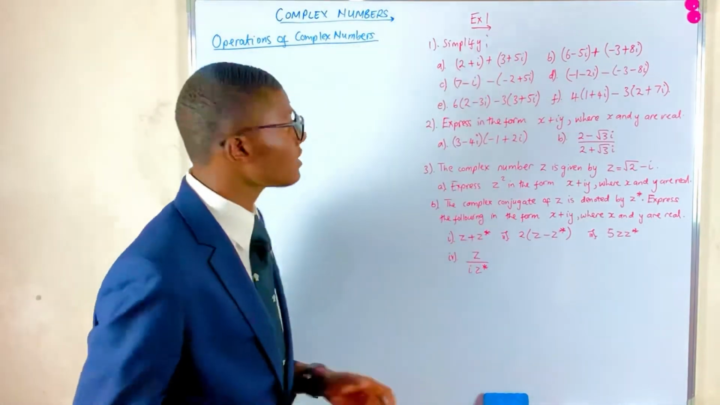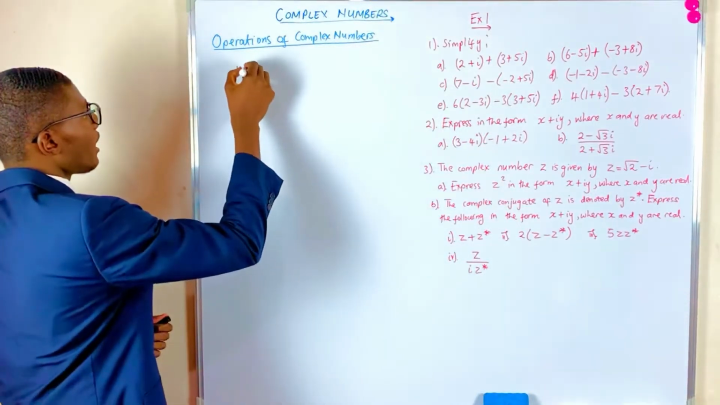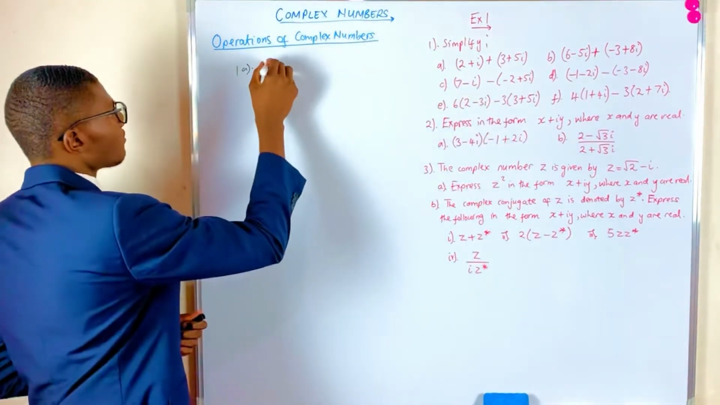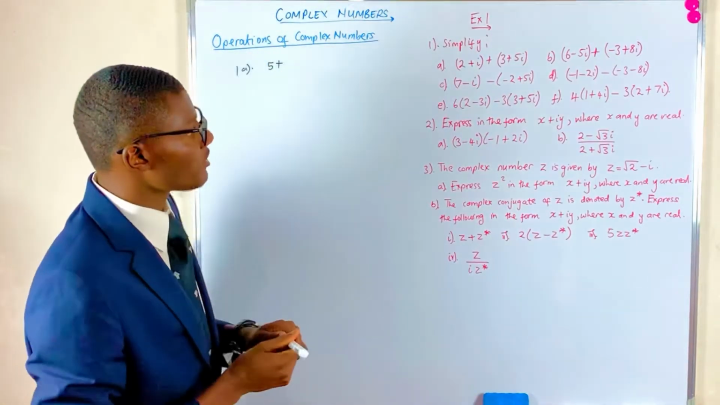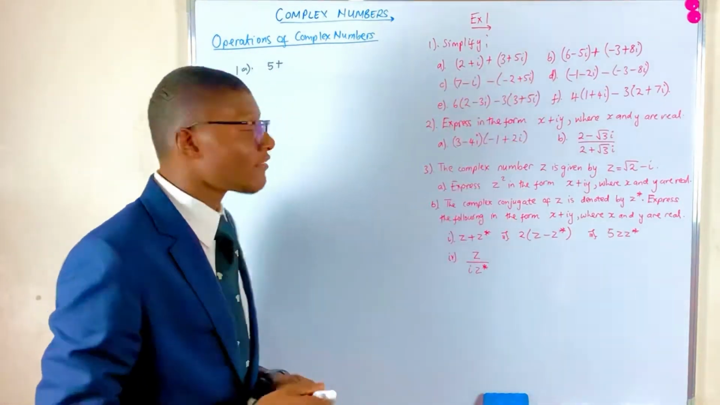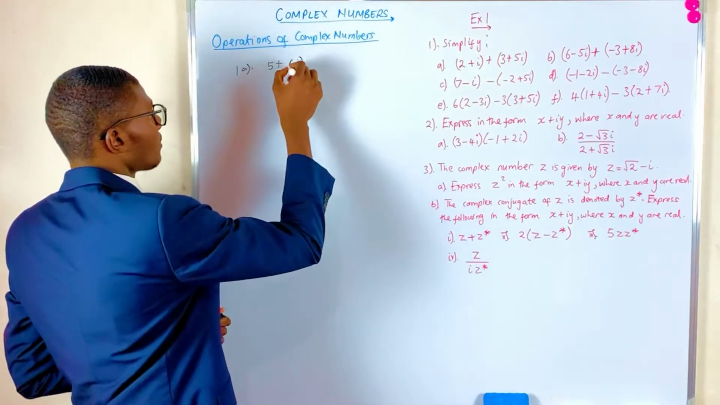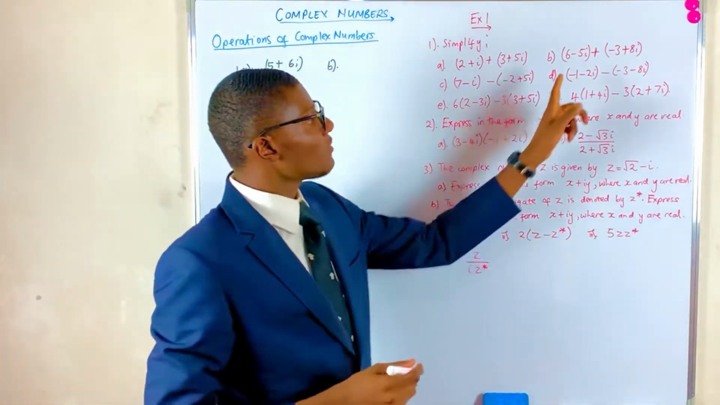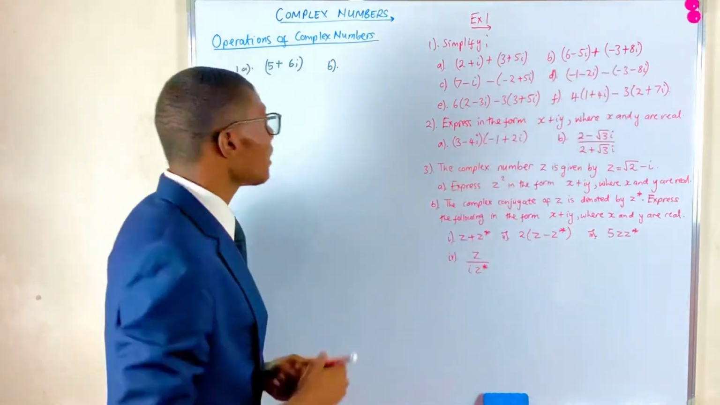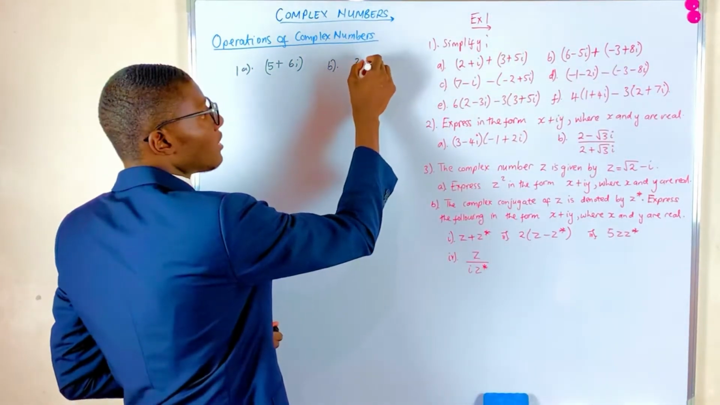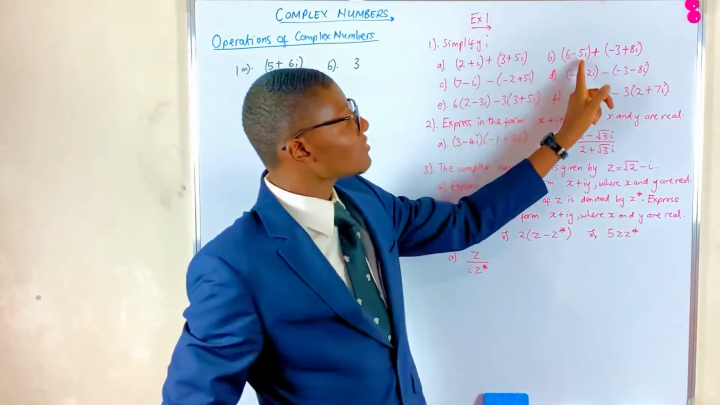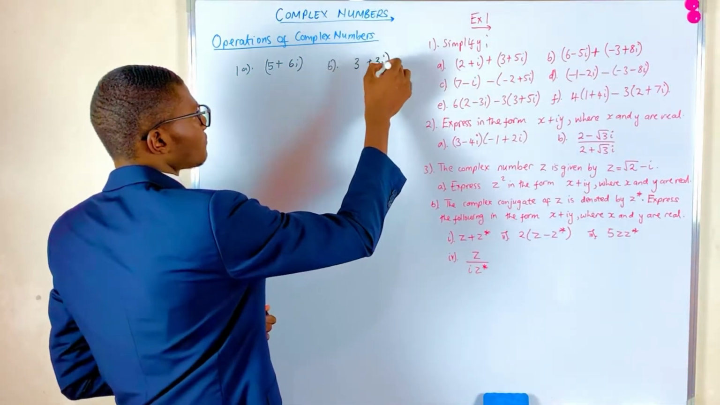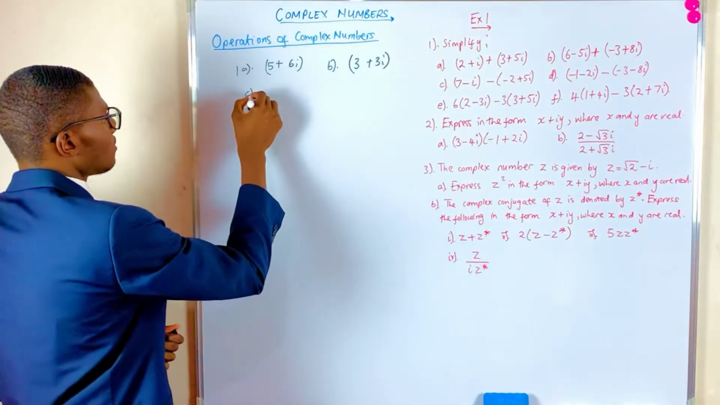This is addition. So for 1a, we simply add the real part. 2 plus 3, we get a 5. And then plus the imaginary part, i plus 5i, we get 6i. So this is the solution for part a. Then for part b, we're saying 6 minus 3, we get a 3. Then we're saying minus 5i plus 8i, we get a plus 3i. So this is for the second part.